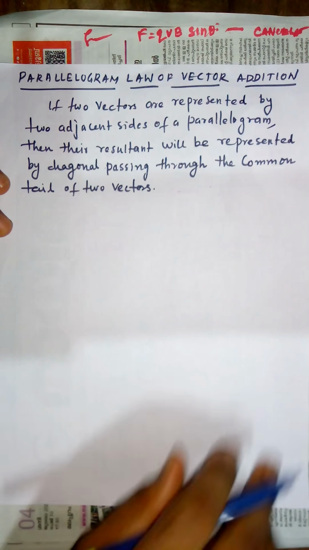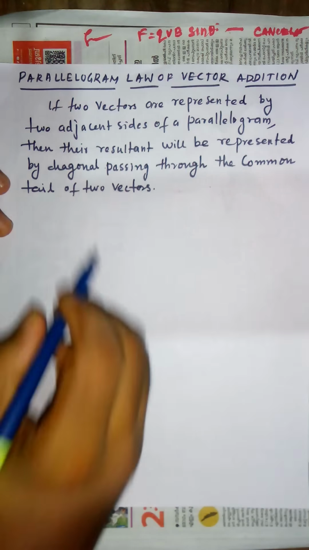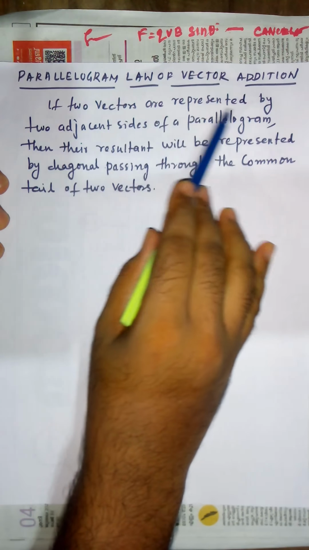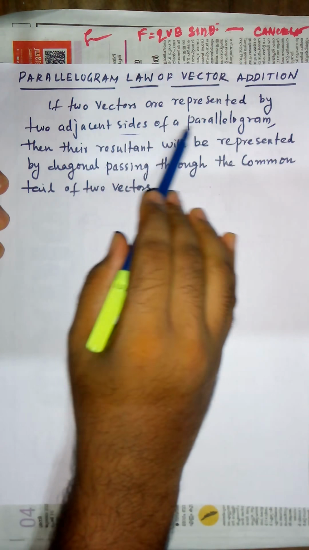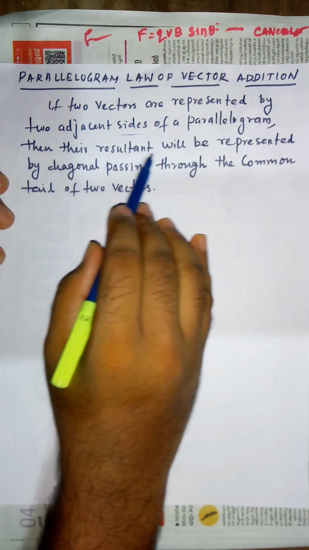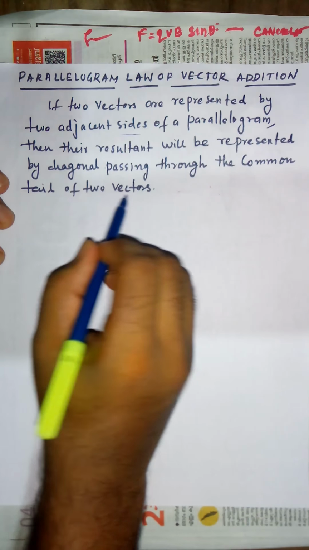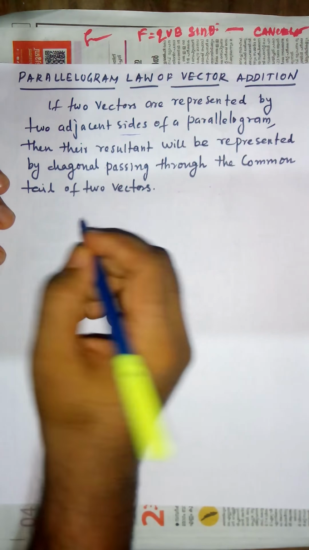Okay, right. Now let us go for the definition of the parallelogram law of vectors. See, what is the definition? If two vectors are represented by two adjacent sides of a parallelogram, then their resultant will be represented by the diagonal passing through the common tail of the two vectors. I'll explain it clearly for you.